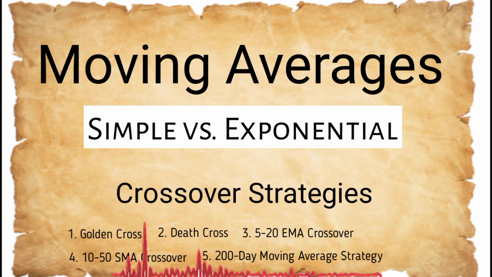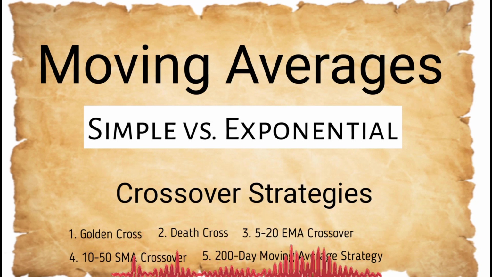Simple versus exponential moving averages. Let's start with the basics. Simple moving average is the straightforward average of a set number of past prices. For example, a 10-day SMA adds up the last 10 closing prices and divides by 10. The main benefit? It's easy to calculate and provides a clear view of the overall trend. But there's a catch. It reacts slowly to price changes, which means it might lag behind the market.